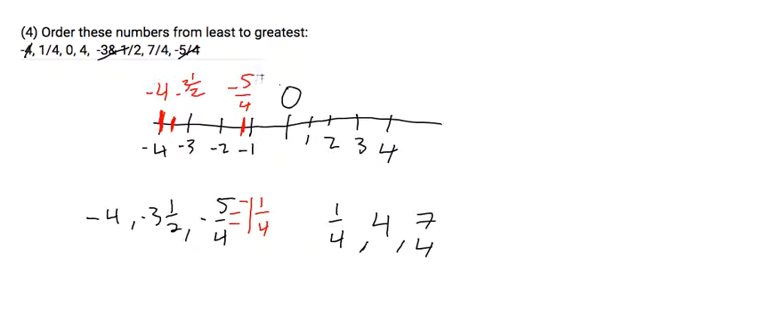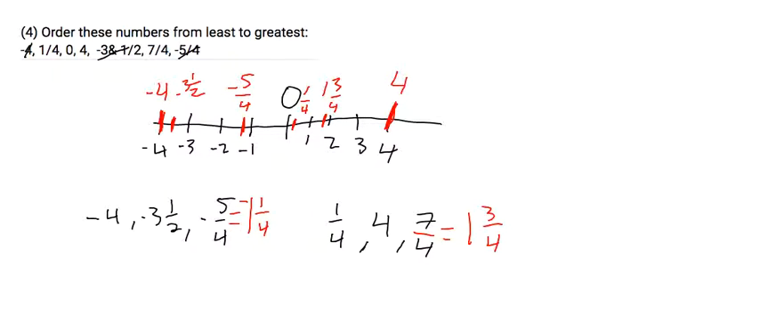So that goes for our negatives here. For our positives, we have 1/4, which we know is going to land right next to 0, between 0 and 1. We have 4, which is fairly easy. We know it's going to land right here on 4. And then 7/4, if we're looking at 7/4 as a mixed number, we know that there's going to be 4/4 in there with 3/4 left over, so that would make it 1 and 3/4, which lands in between 1 and 2 at 1 and 3/4.